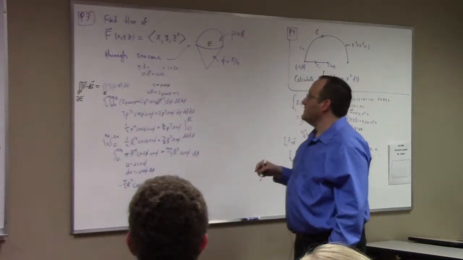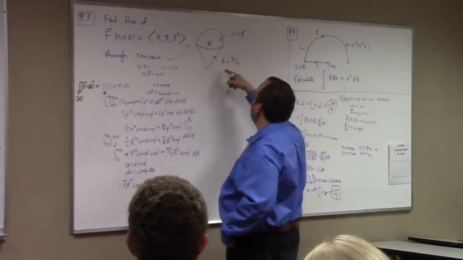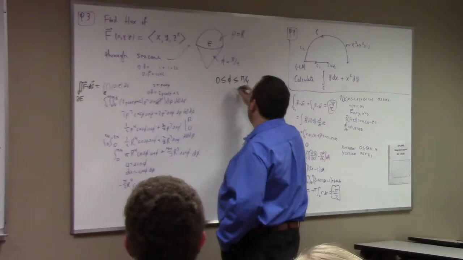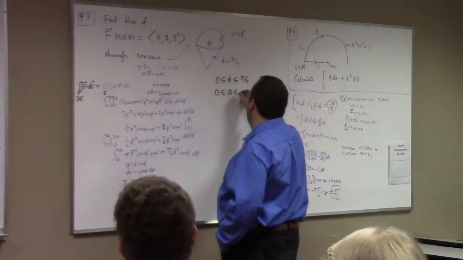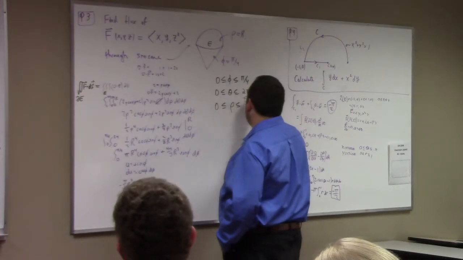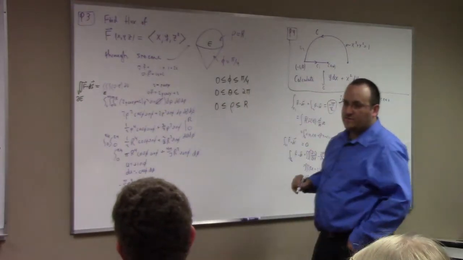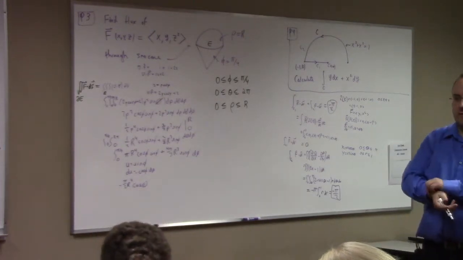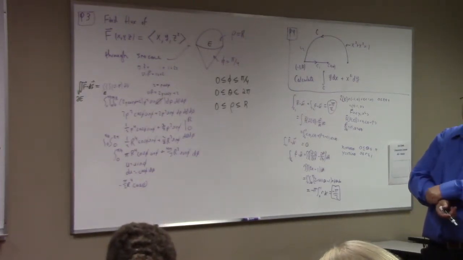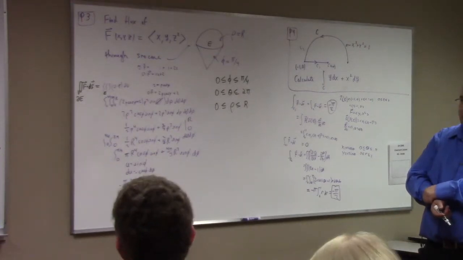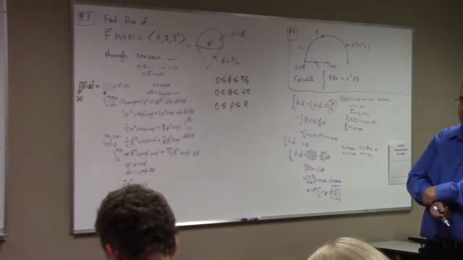So the details: this snow cone, we have 0 less than or equal to phi less than or equal to pi over 4, 0 less than or equal to theta less than or equal to 2 pi, and 0 less than or equal to rho less than or equal to r. You pick any point in the snow cone, and it's described by that set of inequalities in spherical coordinates. Clearly, you want to calculate this triple integral in sphericals. If you don't use sphericals on this problem, I kill you.